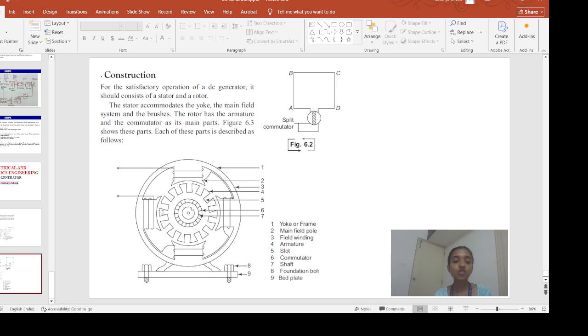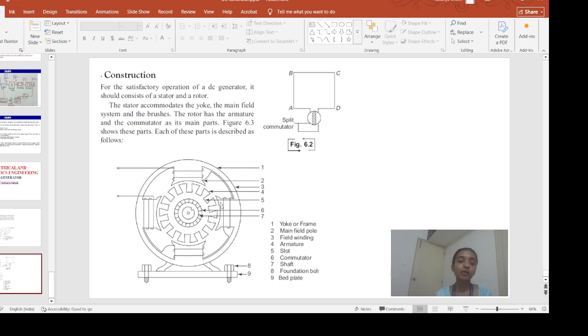So this EMF is getting induced in the armature conductor, okay, and this EMF is alternating in nature. That means an AC EMF will get induced in the armature conductor when it is placed inside the stationary magnetic field or constant magnetic field as per the Faraday's law of electromagnetic induction.